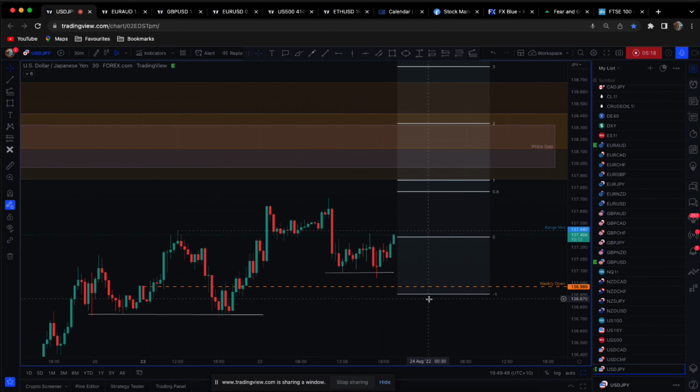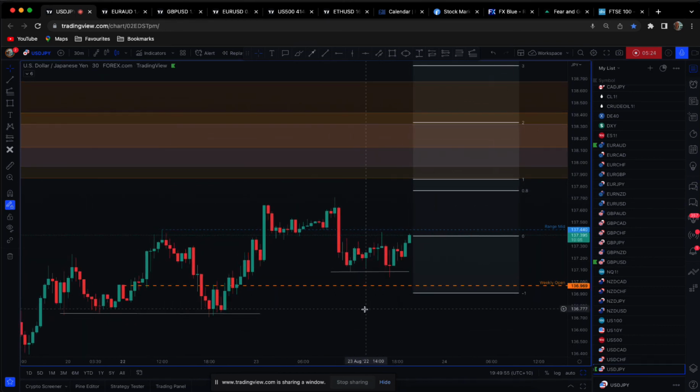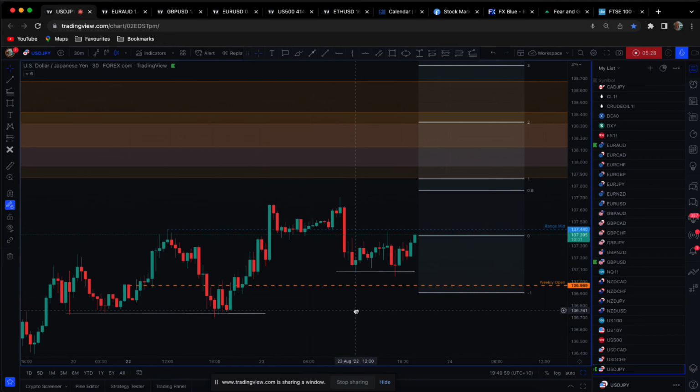Anyway, that's my take. Dollar yen long. What else can I say? Trade safe. Make sure you've got good risk management in place and enjoy the ride.